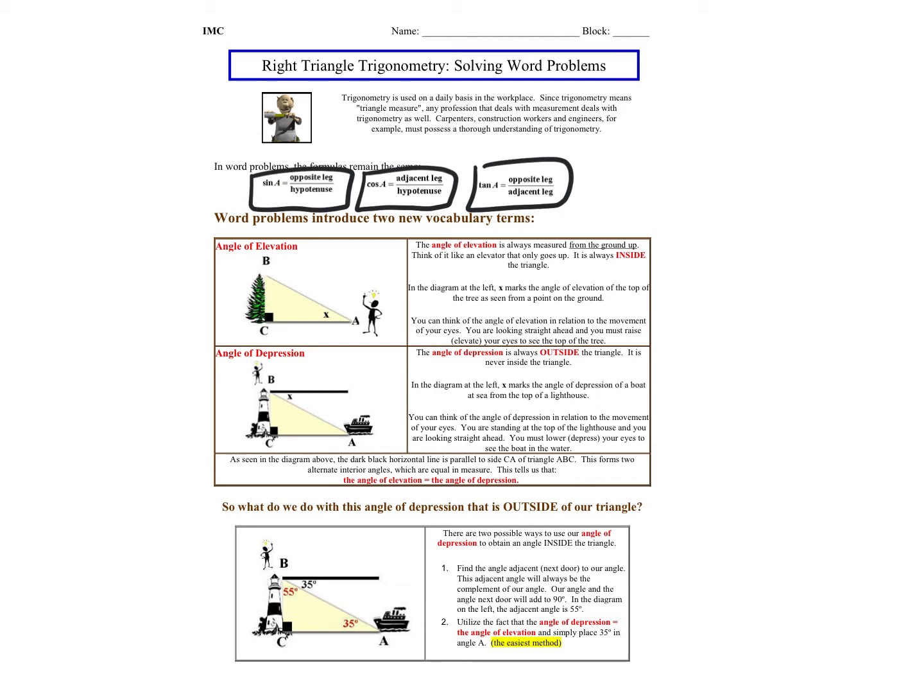So angle of elevation is from the ground up. So from the horizontal line going up, that would be your angle. Angle of depression is from the horizontal line down. So angle of depression is always outside the triangle, never inside.